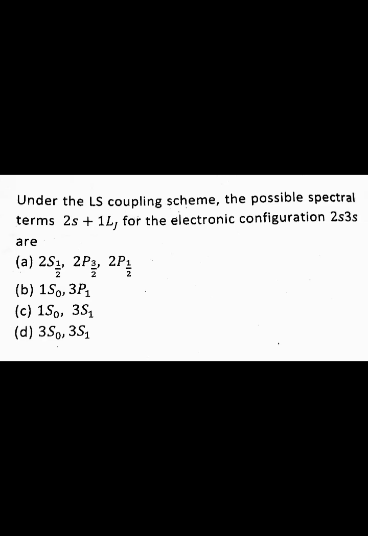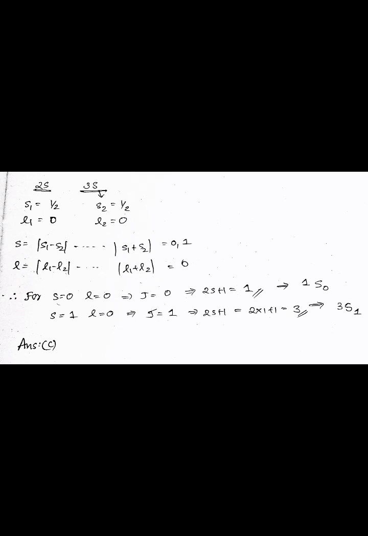Next question is, under the LS coupling scheme, the possible spectral terms 2S plus 1 L J for the electronic configuration 2s 3s are. So here for 2s, s1 is equal to half and l1 is equal to 0. For 3s, s2 is equal to half and l2 is equal to 0. Therefore, S is equal to s1 minus s2 up to s1 plus s2, and this is equal to 0 and 1. Then L is equal to l1 minus l2 to l1 plus l2, and this is equal to 0.